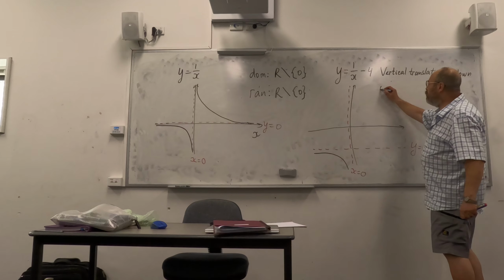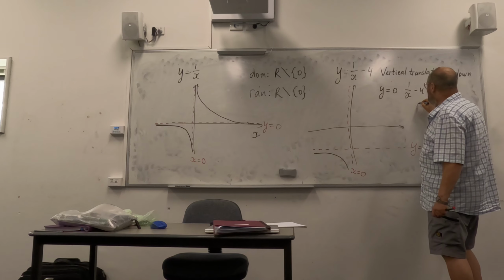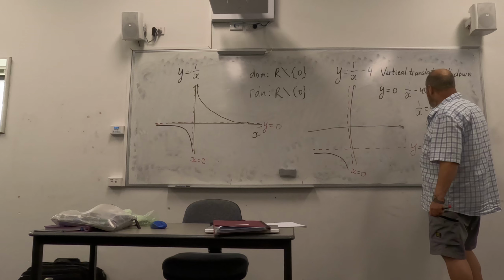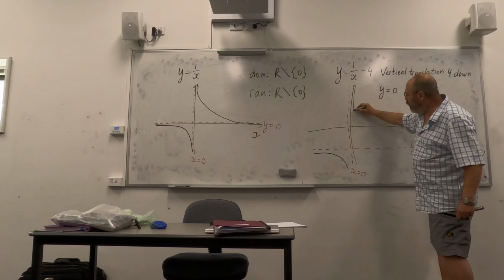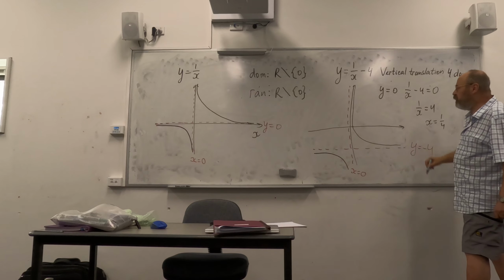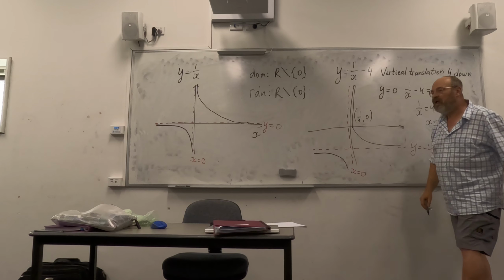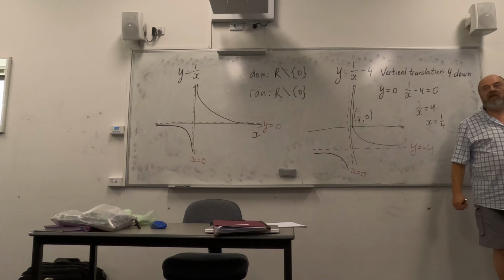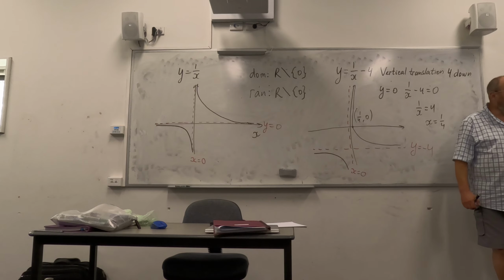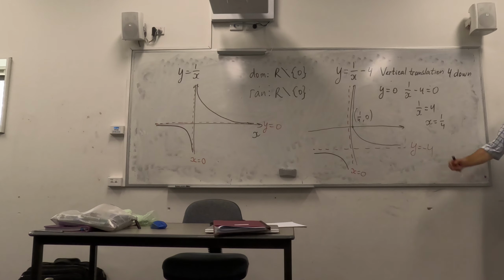We take y equals 0: 1 on x minus 4 equals 0, so x equals 1/4. So we have the x-intercept (1/4, 0). Make sense? So don't sketch the hyperbola before calculating the intercept, otherwise you might have to erase it and draw it again. Find the x-intercept first, then sketch.